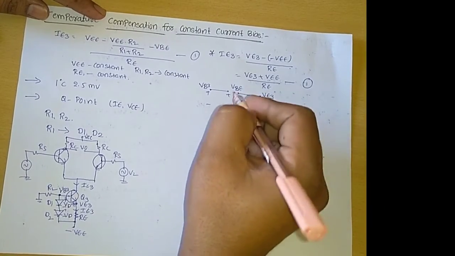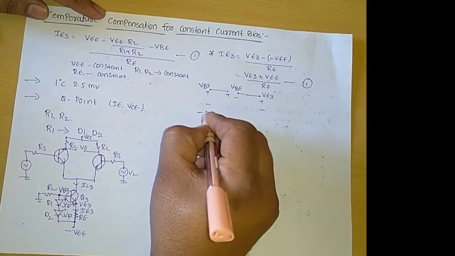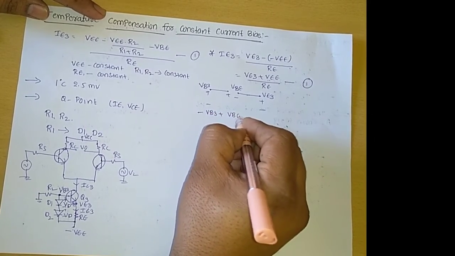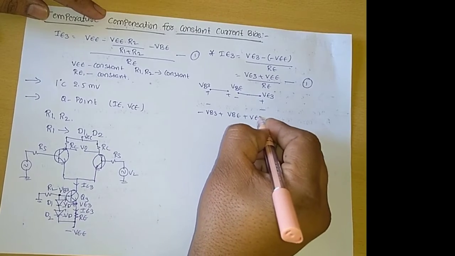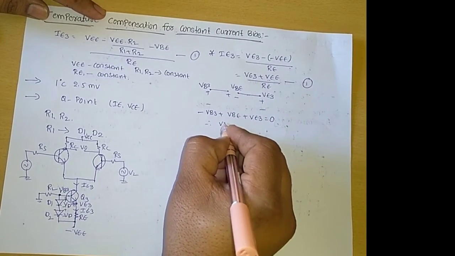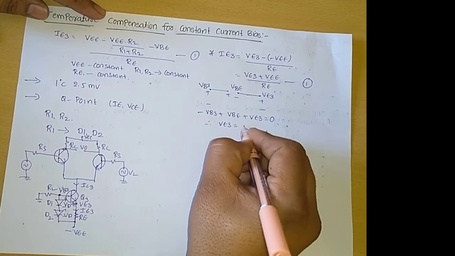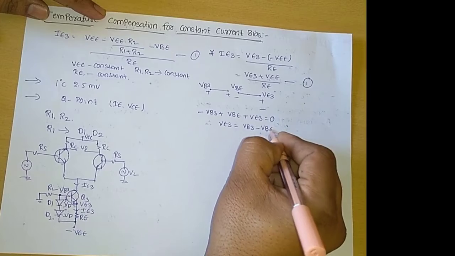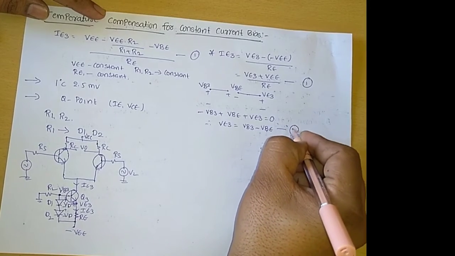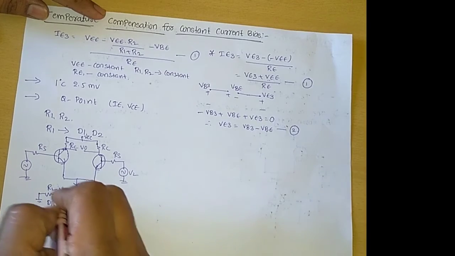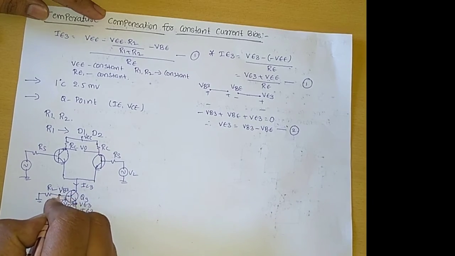Now we can apply the KVL in this loop, then we will get minus VB3 plus VBE plus VE3 equal to 0. Therefore, the emitter terminal voltage VE3 equals VB3 minus VBE. This we consider as equation number 2. Okay, and now we are determining this base voltage VB3.